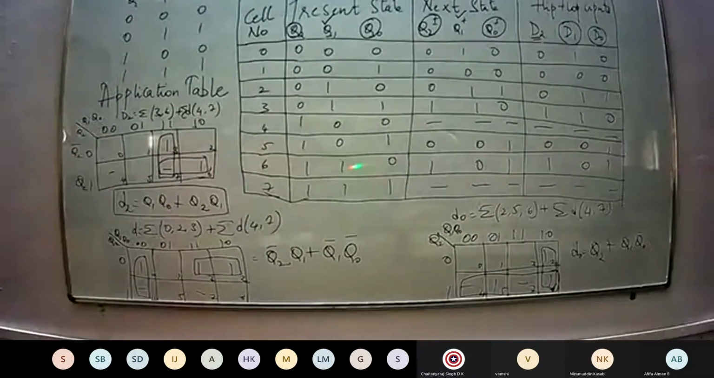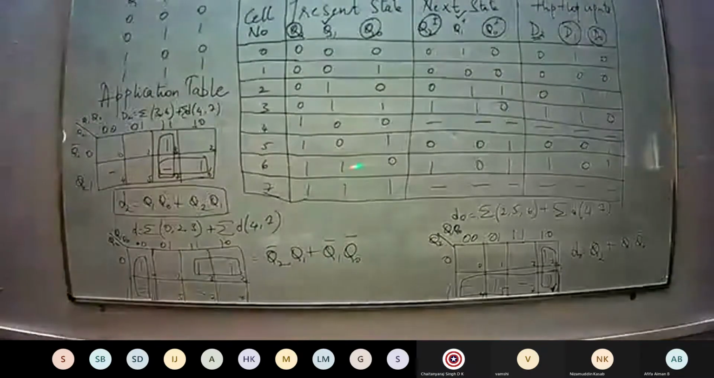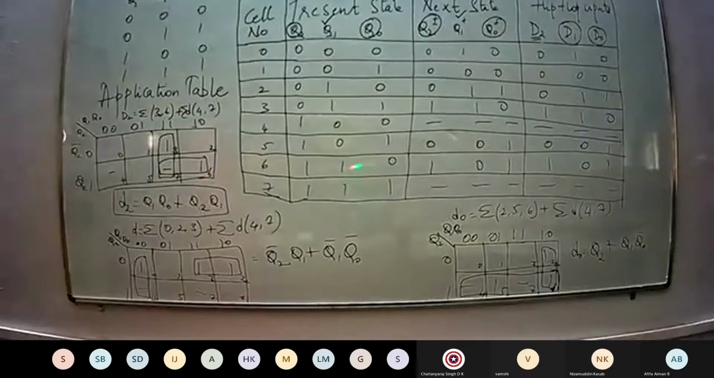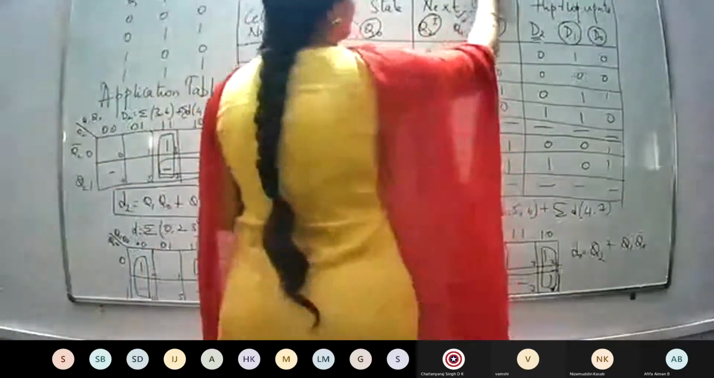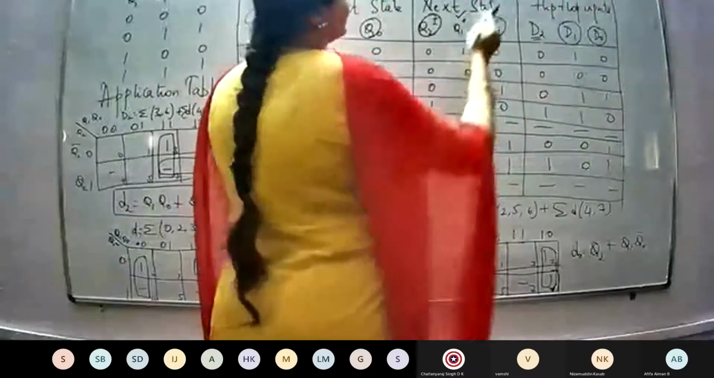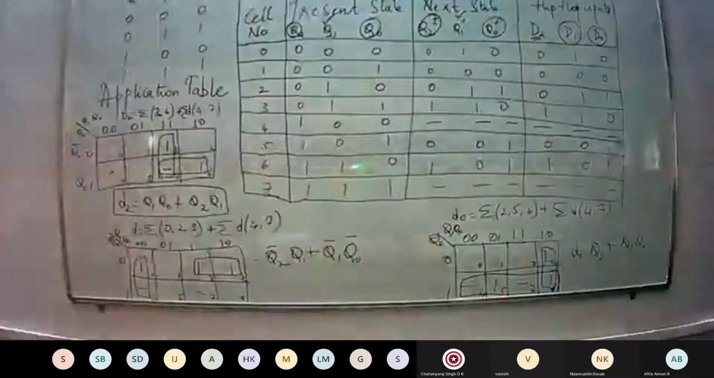So next you have to do a problem. I'll give you the application table. Okay, in the same problem, we will change the flip-flop now. The same example. Previously what you have written, the same question. Okay, but you'll be using T flip-flop.